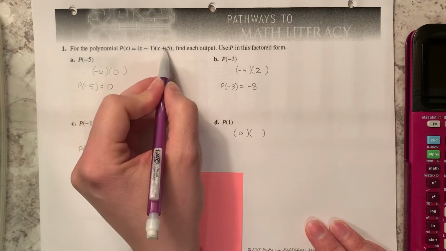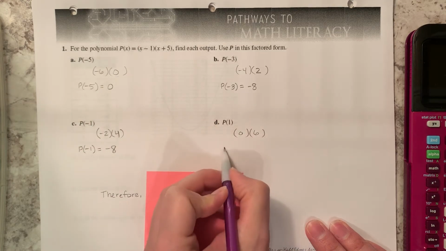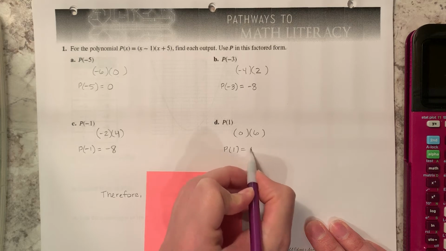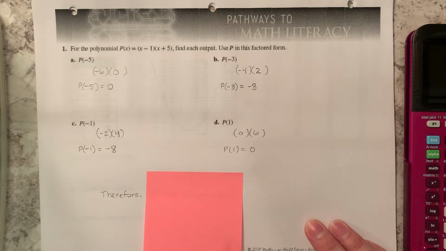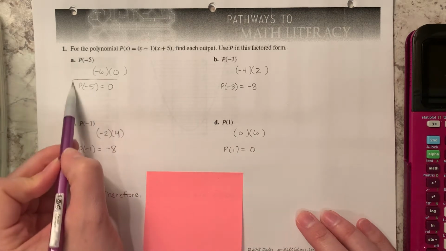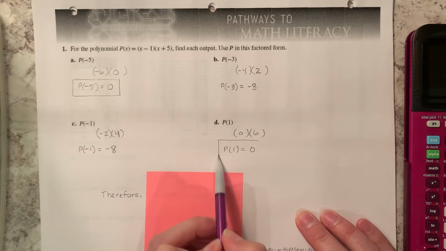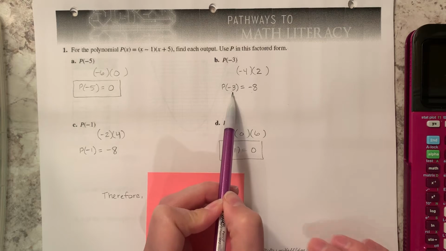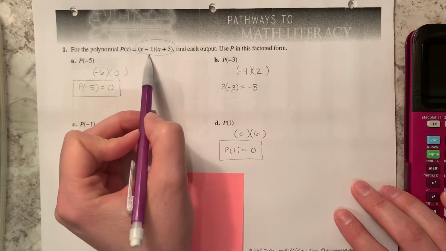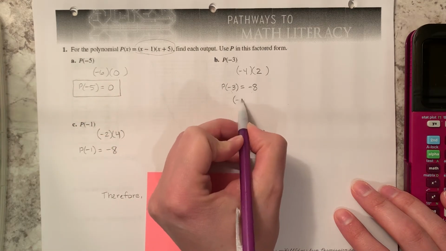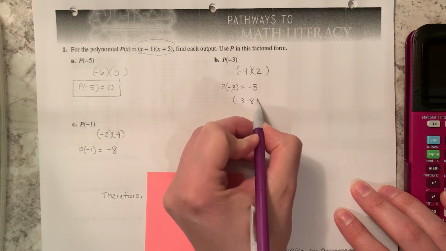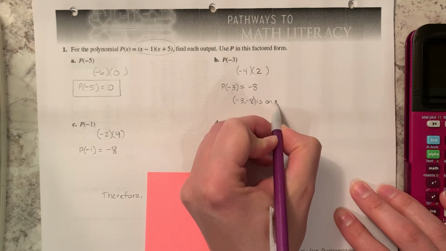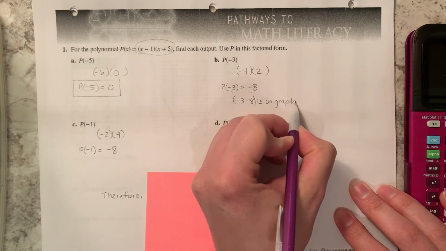All right, if I plug in positive 1, 1 minus 1 gets me 0. And then 1 plus 5 gets me 6. So p of 1 gets me 0, okay? Now notice for 2 of these problems, I got 0 as an answer, okay? This doesn't really tell you anything special. If you were to graph this in your calculator, you could know that negative 3, negative 8 is on the graph. That's all that tells you, okay?